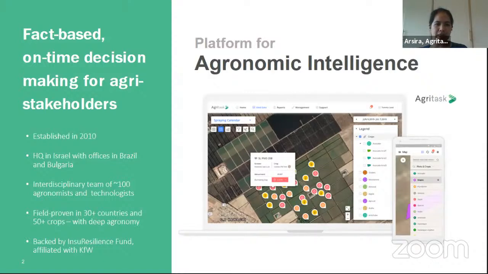Just briefly about the company. It's been around since 2010 with headquarters in Israel, and we also have offices in Brazil and Bulgaria. We have a team of about 100 people, agronomists and technologists, such as software engineers, GIS, and remote sensing specialists. We work today in 35 countries, and we specialize in going deep into the agronomy of over 50 crops. We are backed by Into Resilience Fund, which is affiliated with the German development bank, KfW.